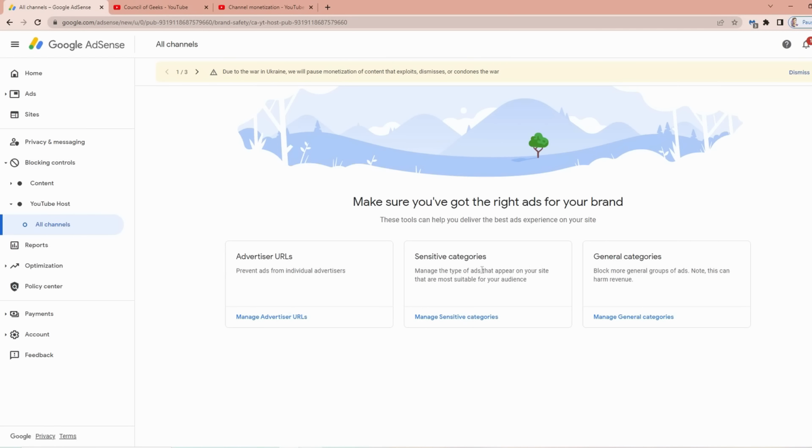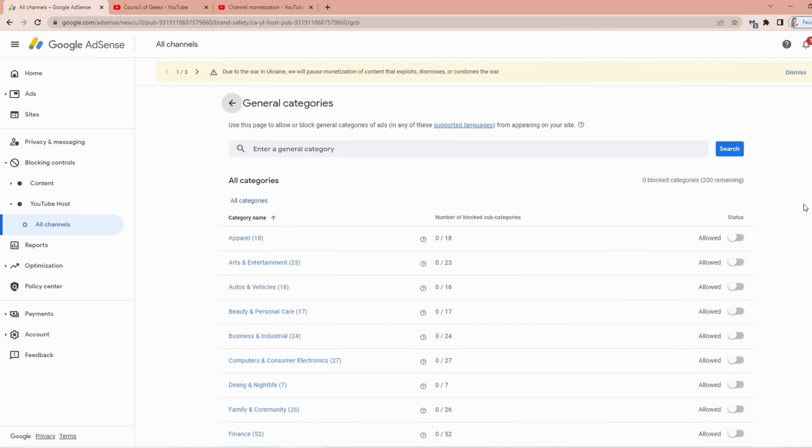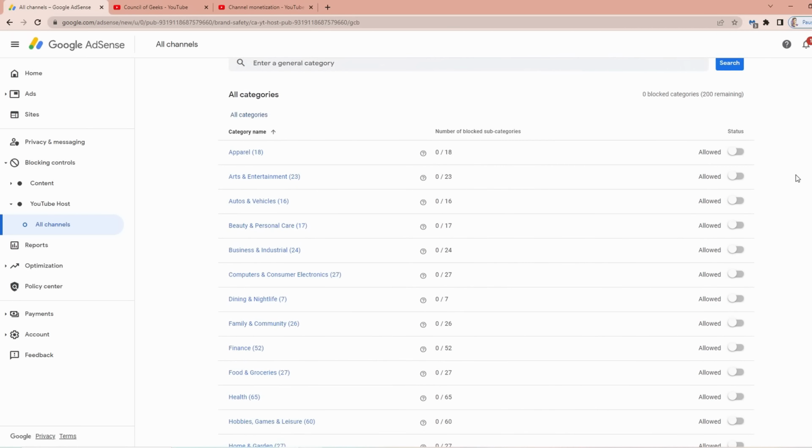By category, broken into sensitive and general categories, or by advertiser URLs. Stick a pin in this one, we will come back to it. Let's start with general and sensitive categories. So what this basically means is you will not have direct control over exactly who is or isn't running ads. But what you can do is block certain categories of ads. Now, it only lets you do it to the broad categories, not subcategories.